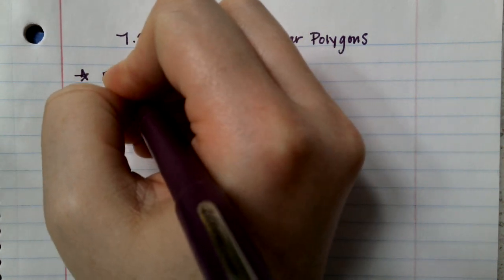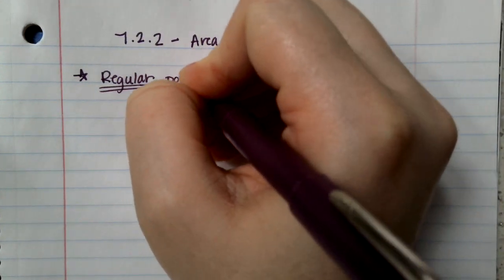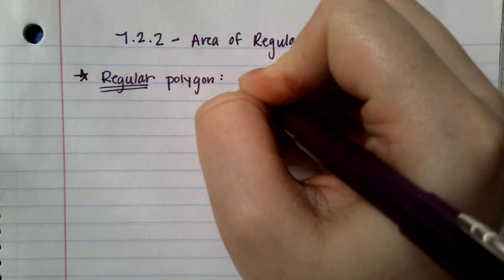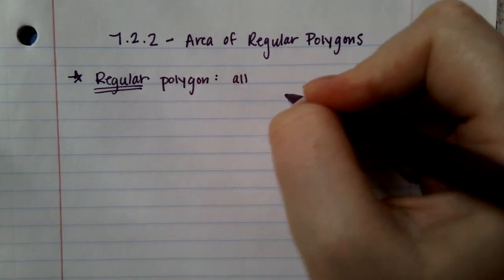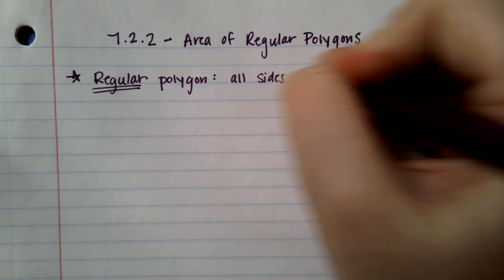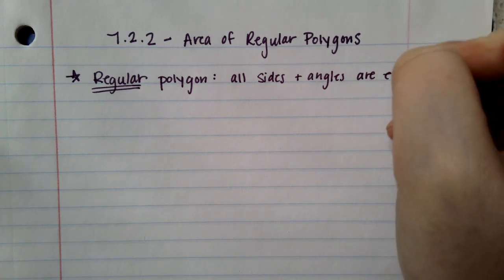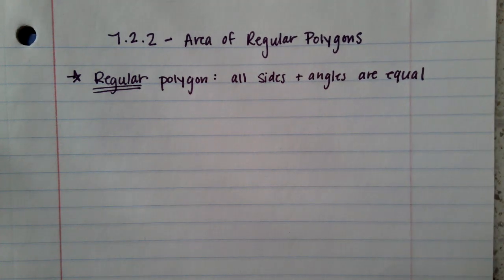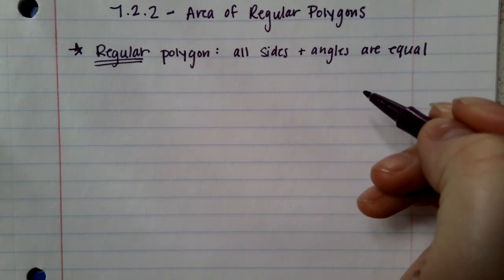So let's do a quick definition. A regular polygon is one where all sides and angles are equal. And you can have any number of sides to have a polygon.